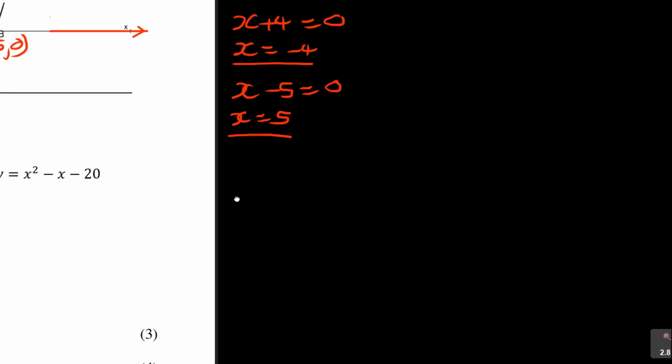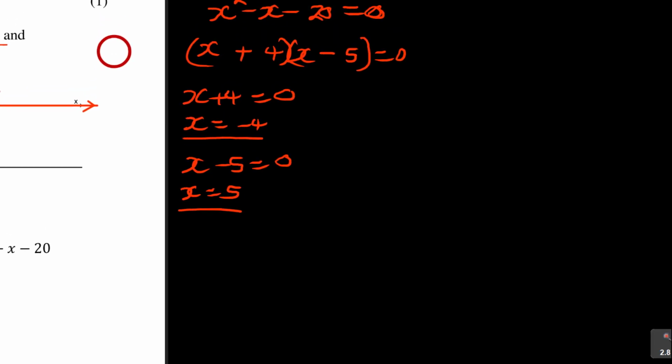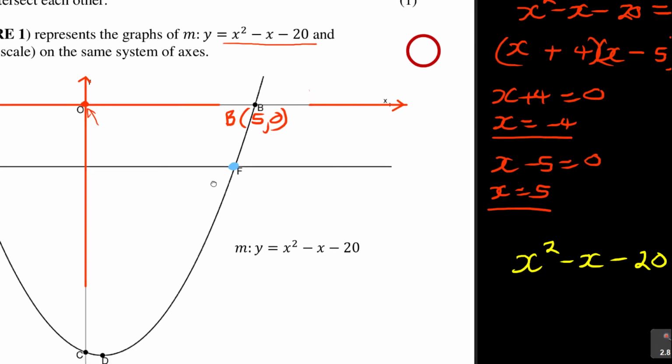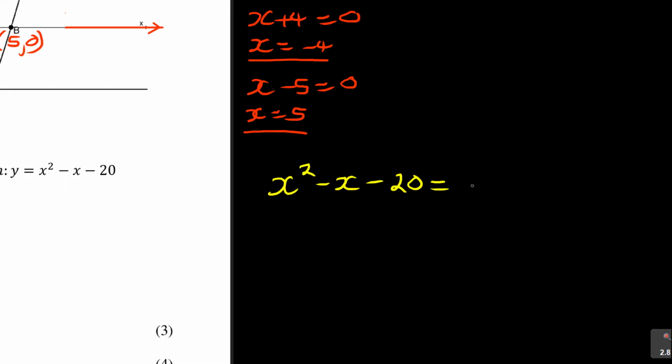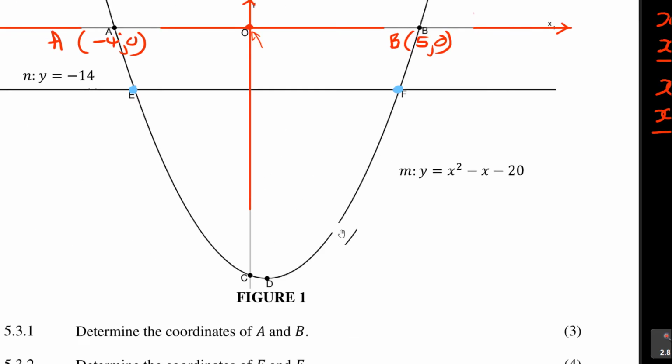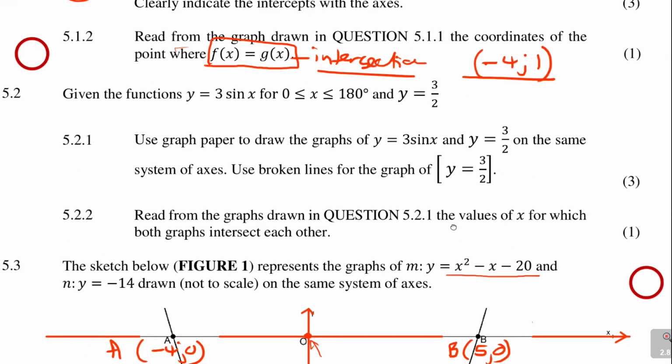So also these graphs are equal. So you take that graph, which was x squared, right? You take that x squared minus x minus 20. Along the x-axis, we said it was equal to 0, but now it's equal to that negative 14. You see that? So you take this and say, with that line now, equals to minus 14. Then you take this to the other side, you have got x squared minus x minus 20 plus 14 is equal to 0.